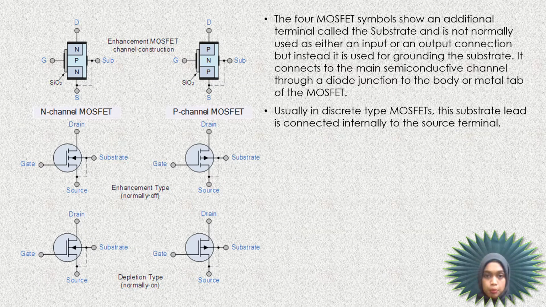The four-terminal MOSFET symbol shows an additional terminal called the substrate, as you can see from this: 1, 2, 3, 4. It is not normally used as either an input or an output connection, but instead is used for grounding the substrate. It connects to the main semiconductive channel through a diode junction to the body metal or a metal tap of the MOSFET. Usually, in discrete type MOSFETs, this substrate lead is connected internally to the source terminal.